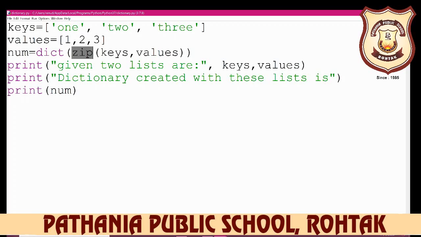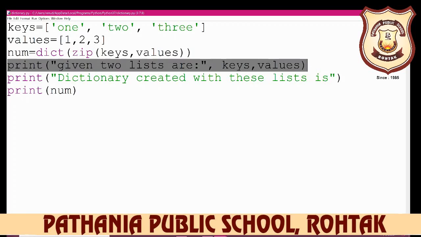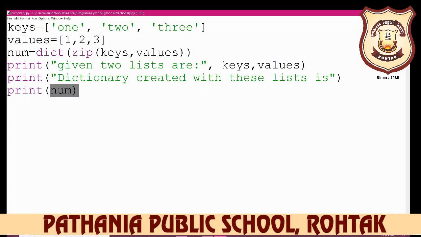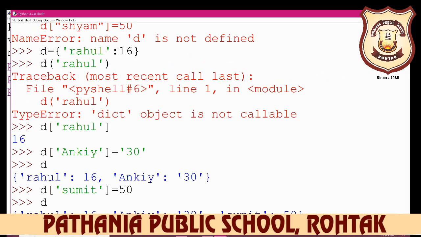So you don't have to write down all the keys and values again and again here. After that, just print the keys and values. We want to display the keys and values, and then we want to display the message: dictionary created by these lists is, and then display the numbers, and in numbers your keys and values are there. So how the output looks, you define it.